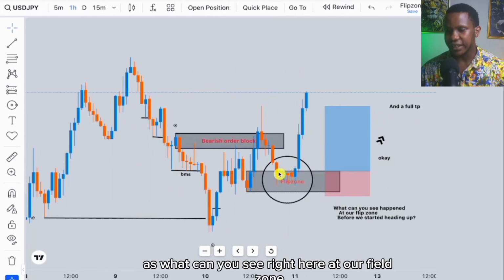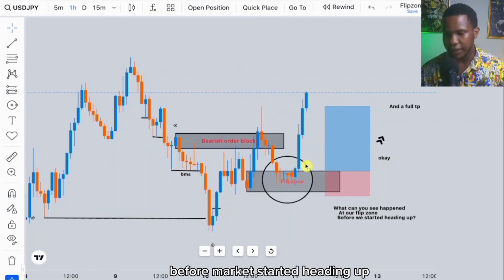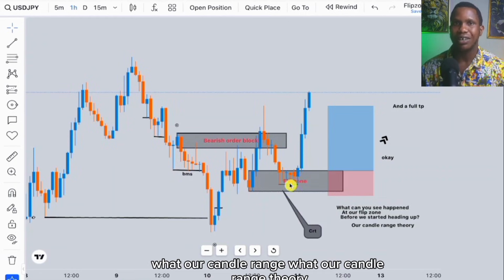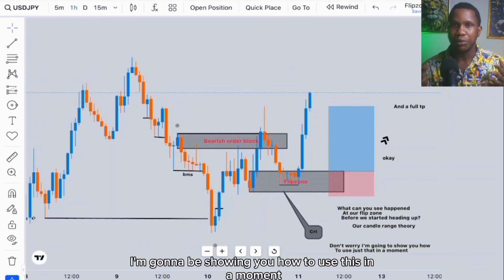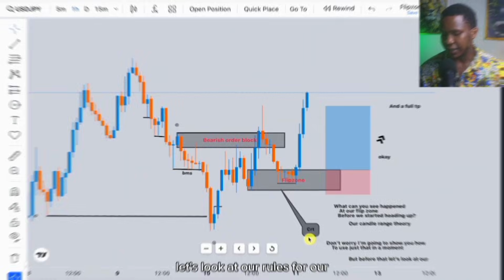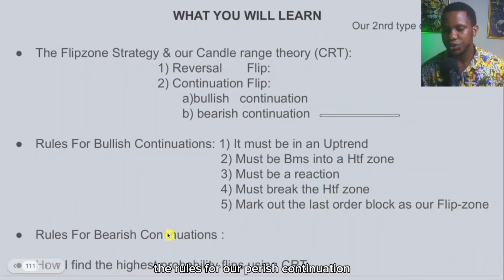Okay, and can you see, full take profit traders, what can you see right here at our flip zone before market started heading up? Our candle range theory. Don't worry, I'm going to be showing you how to use this in a moment. But before that, let's look at the rules for our bearish continuation.